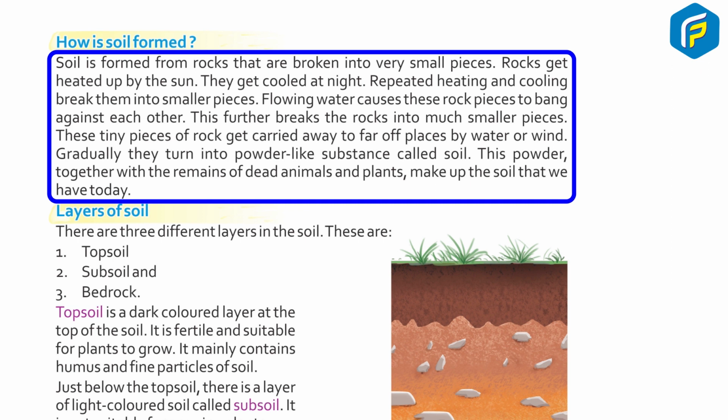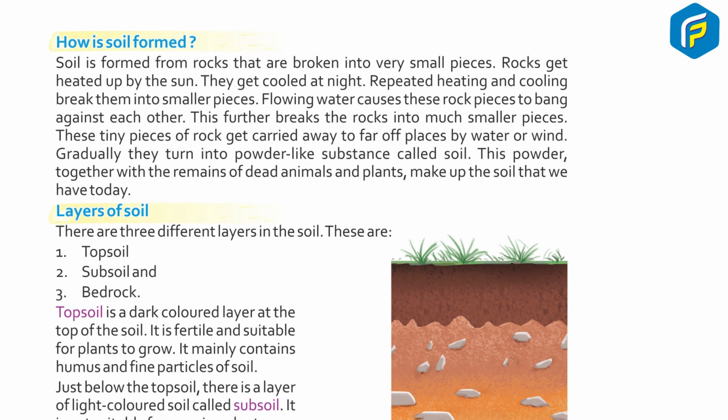This further breaks the rocks into much smaller pieces. These tiny pieces of rock get carried away to far off places by water or wind. Gradually they turn into a powder-like substance called soil. This powder, together with the remains of dead animals and plants, makes up the soil that we have today.